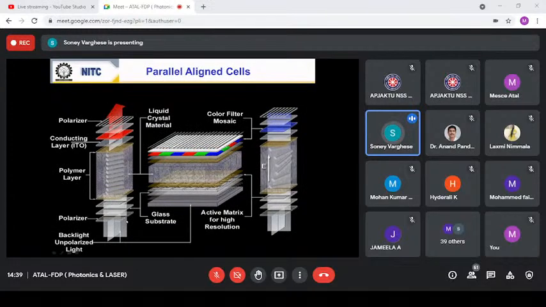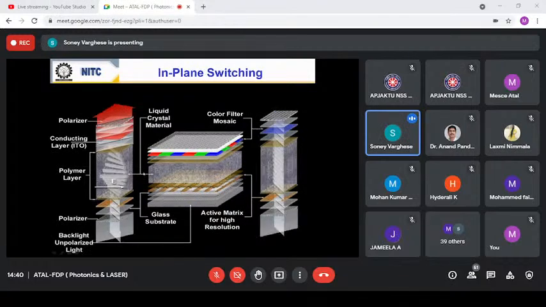And for parallel aligning methods, you can see that the molecules will align like this, and you will be applying electric field. Then you can introduce twist by electric field, just opposite of what you have seen in the previous cases, right? And for in-plane switching, you can see that. So this is the in-plane switching. In this case, the electrode is present, especially on the bottom side, and electrodes are like this. So you have the pixel like this, and the molecules will be rotating on the plane of the substrate or the glass. So that's why it's called in-plane.